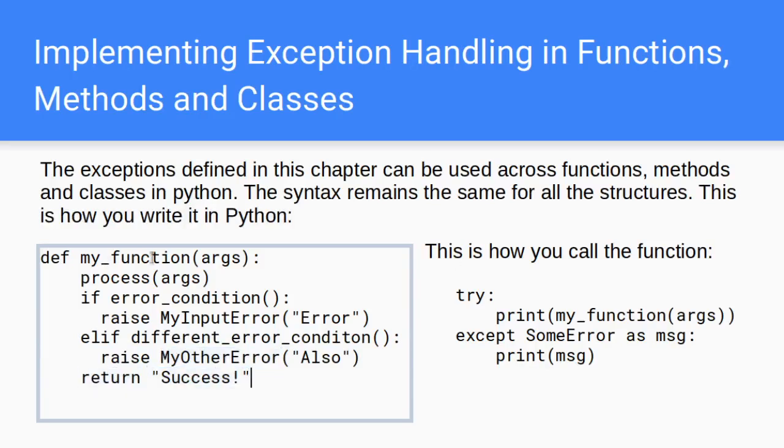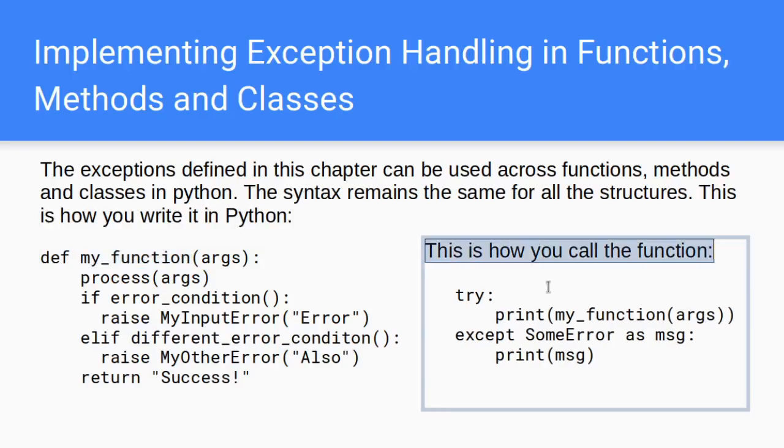So if we're going to call my function, there's our definition. Over here, we can find out how to call it. We can try to print my function, give it some arguments. And if any error condition happens, we may get an exception, like, for example, my input error. And then we can print that off to the user.